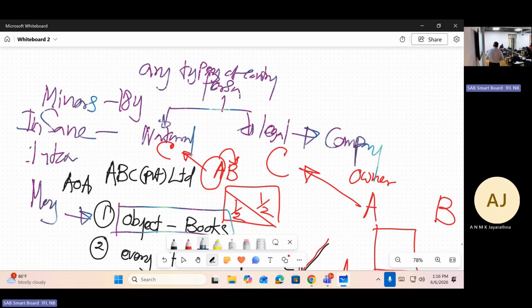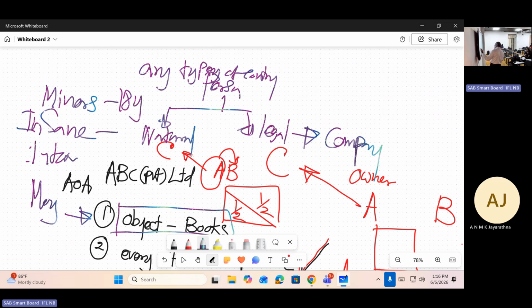They cannot engage into any type of contracts. They can engage into contracts which are permitted by the object clause. Permitted by the object clause. Understood? So that is very important. Right now, here section 13 says may set out.